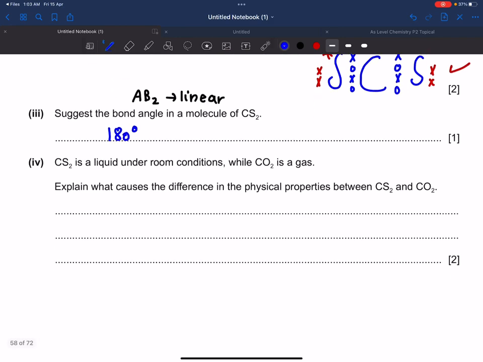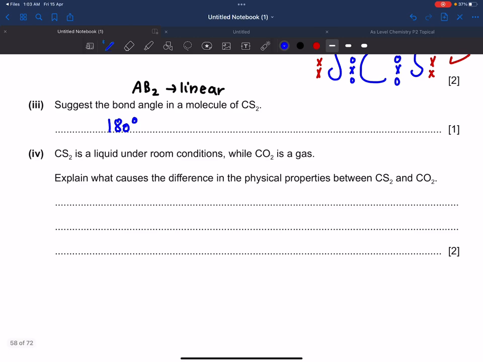Next part. CS2 is a liquid at room temperature. CO2 is a gas. What causes the difference between the physical properties? Okay, this is a very simple question. Here's a carbon and here's a carbon. The 2 oxygens here and 2 sulfurs here. So we know that sulfur has more electrons than oxygen. So just write that down.